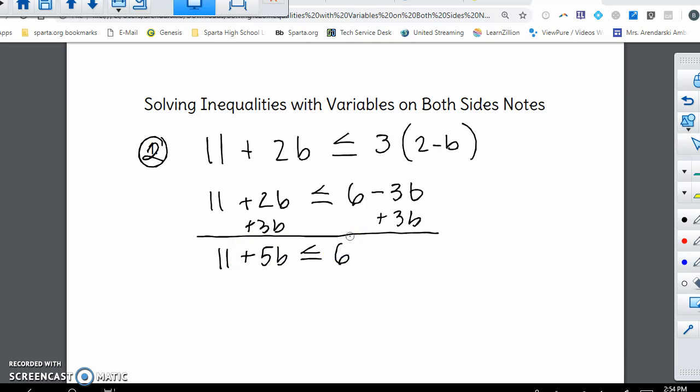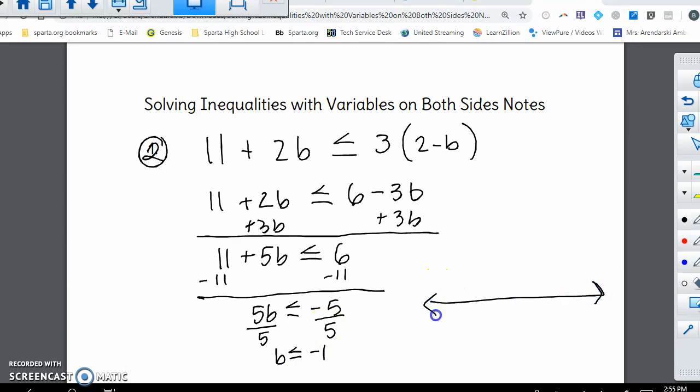And then I'm going to move my constants to the right side. So I subtract 11. I have 5b is less than or equal to negative 5. Now I divide by 5. So I have b is less than or equal to negative 1. And we're going to have a quick graph here. So I have negative 1, negative 2, 0. I'm going to have a shaded in circle at negative 1 because we want to include it, and we're saying less than, so we're moving to the left. Okay, so that's example number 2.